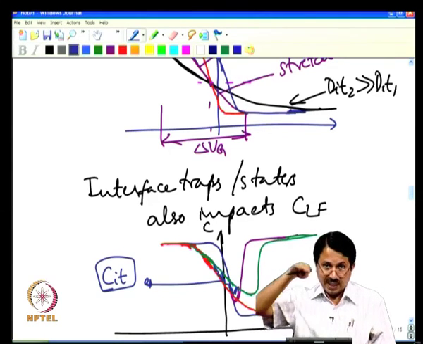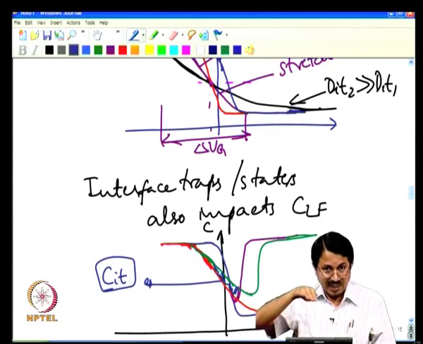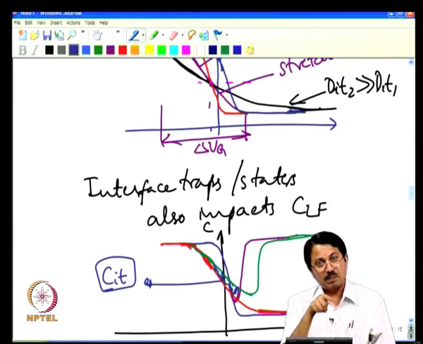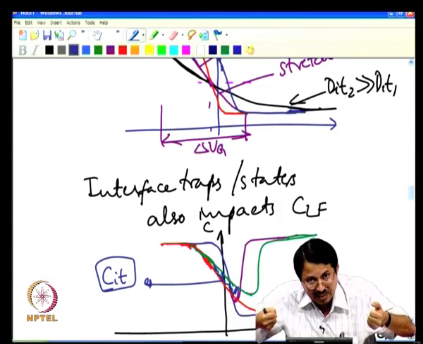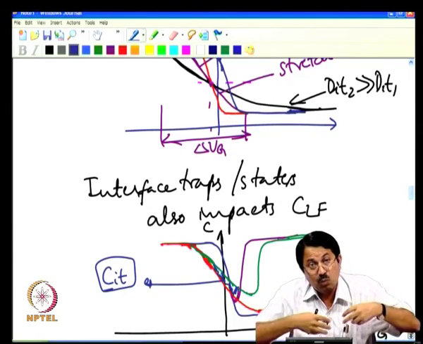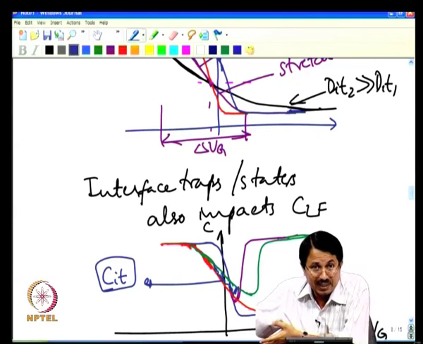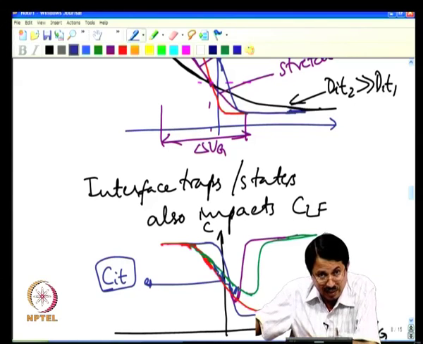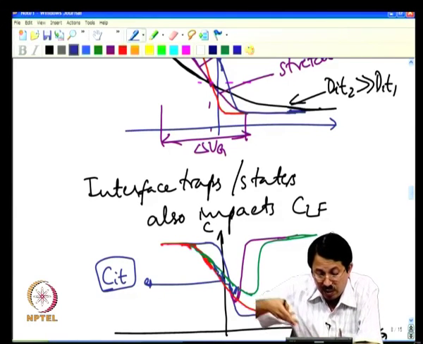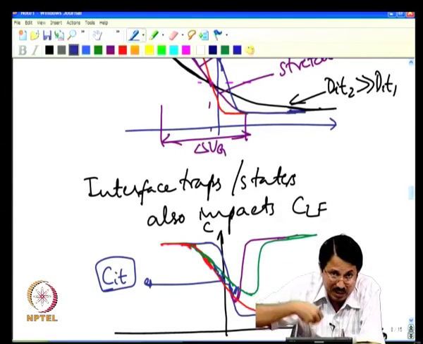Because in order to generate that many charges in silicon to get that band bending, first I need to take care of the trap state charges. So that is why the CV is getting stretched out. I need to put in more charge on the gate because there is more charge that needs to be generated in silicon, not only the usual depletion charge, but also the trap charge.